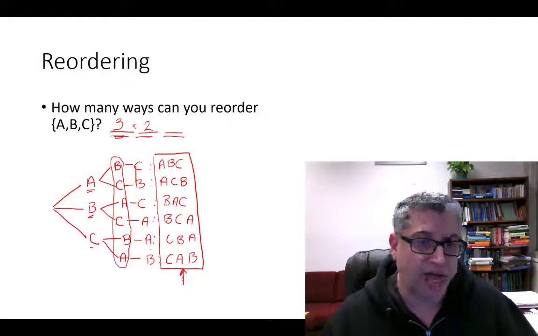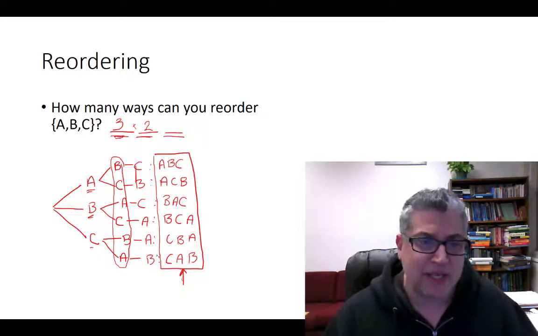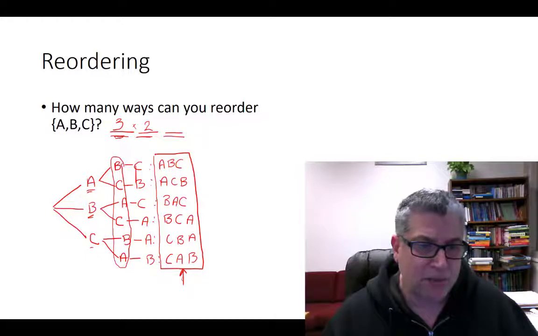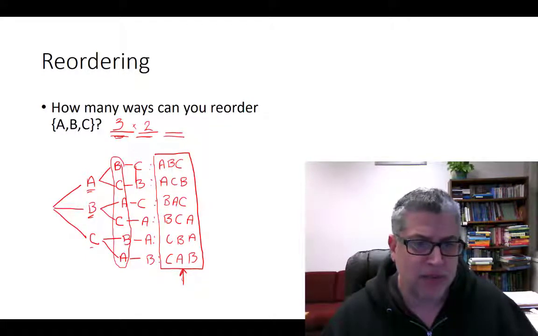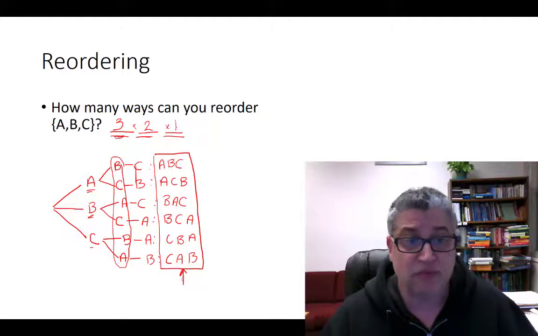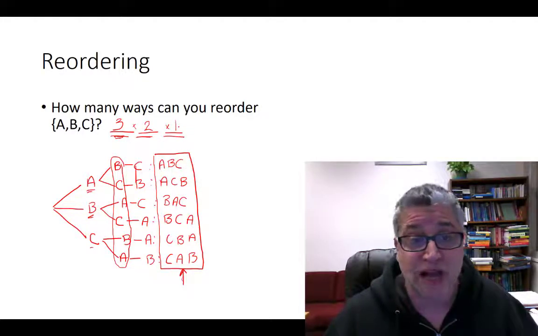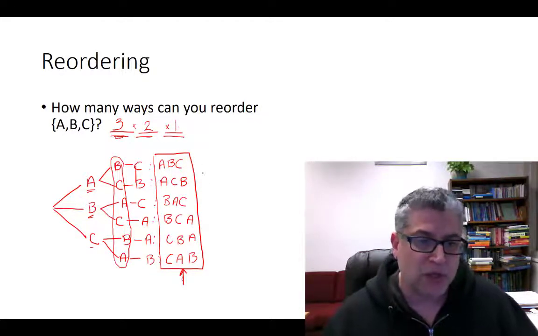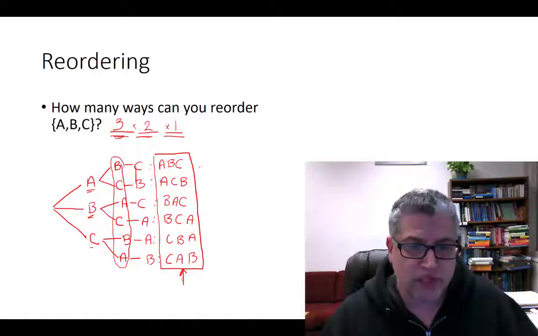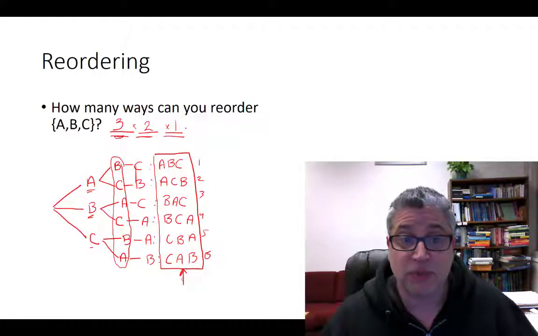Now what about the last place? The last place is a gimme. If we knew A and B, then there's no choice anymore. It's guaranteed to be C. So how many choices did we have? Well, 1, which is to say we didn't have a choice. So how many orderings do we have? 3, 4, 5, 6. But that's also equal to 3 times 2 times 1.